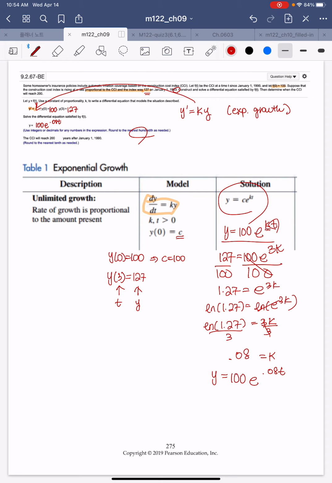So here I have the equation, this part here. y is equal to 100 e to the 0.08t. I'm solving for t when y is equal to 200. So let's solve. So 200 equals 100 e raised to 0.08t. Now, in order to have t by itself, I'm going to divide by 100 here. So let's do that.